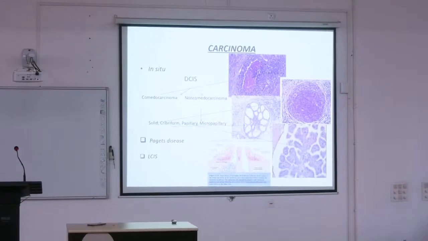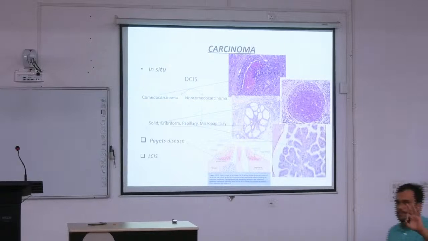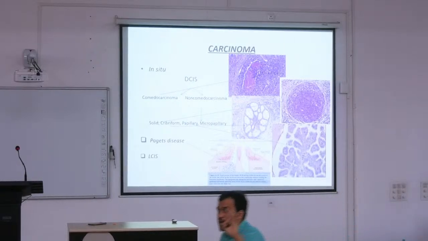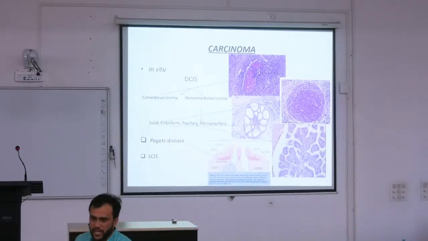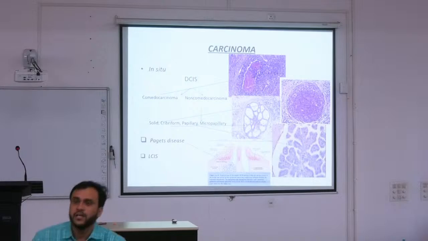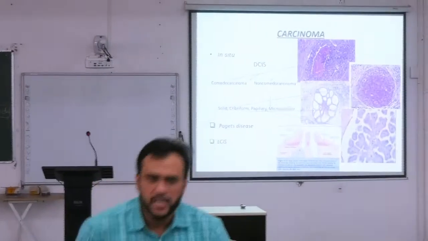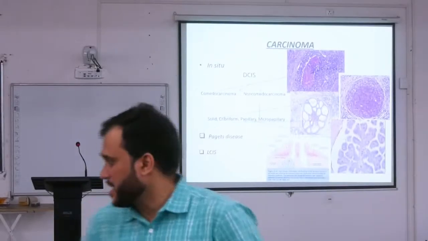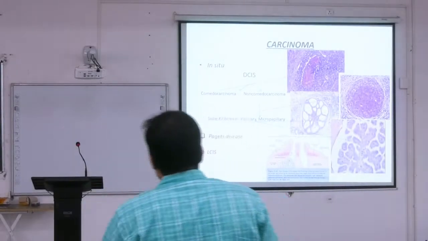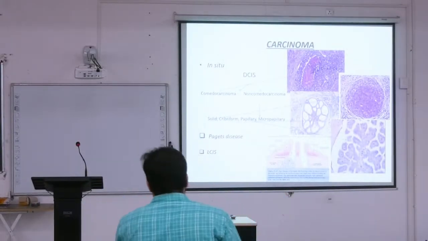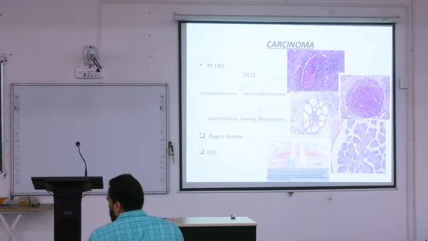Then you get the various patterns of growth like solid, papillary, cribriform, micropapillary, etc. Just remember the names, not so important from your exam point of view, but the examiner may ask you. You won't get it in theory, but definitely in Viva the examiner may ask. So remember comedonecrosis and the various patterns of growth. And then just study a little on Paget's disease of the breast.